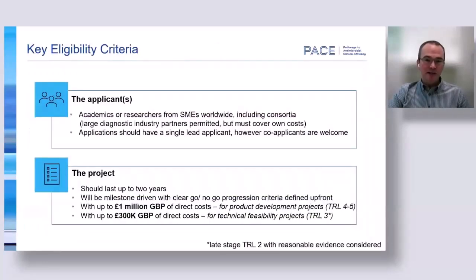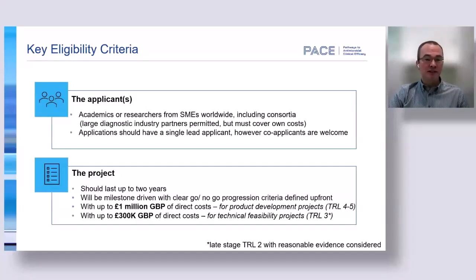To outline the key eligibility for the funding call, we welcome applicants globally. These can be academics or researchers from SMEs worldwide. This can involve consortia, and just to note that large diagnostic industry partners would be permitted, but must cover their own costs. The application should come from a single lead applicant. You can have co-applicants, but this is not a requirement of the funding call, and we accept proposals looking for match funding. The project itself should be planned to last up to a maximum of 2 years, and will be required to be milestone driven with clear go, no-go progression criteria defined and agreed before the start of the project.